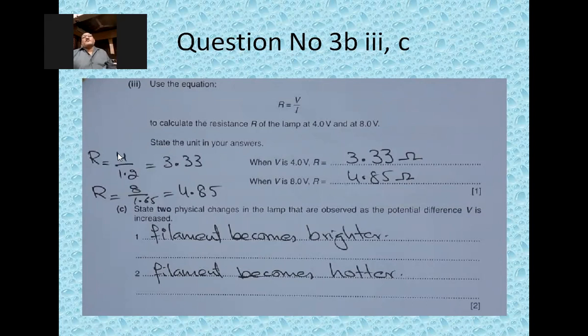So the voltage is 4 and the current is 1.2, and the R formula is V by I. So 4 divided by 1.2, and that will be 3.3. So the resistance will be 3.3. Now, when the voltage is 8 volt, what will be the resistance?